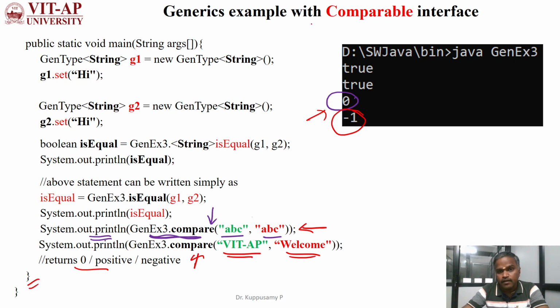So in this example we have used the Comparable interface and also user defined methods, carrying two different objects with two different data type values, right? Here compare is used to check the ordering, and the isEqual method checks whether the data is equal or not equal based upon the boolean output true or false.